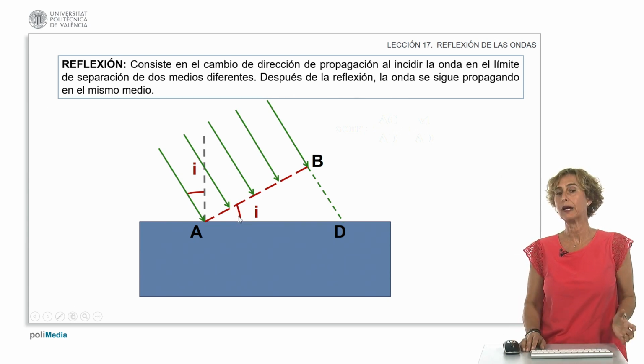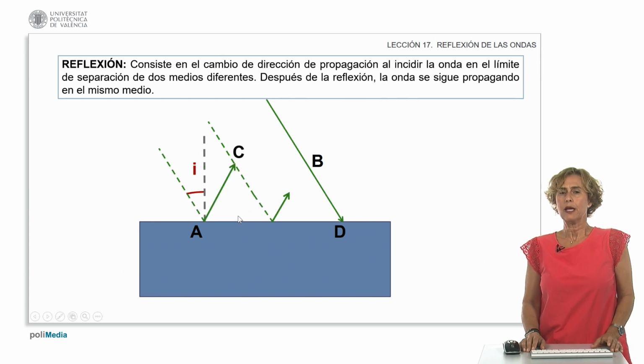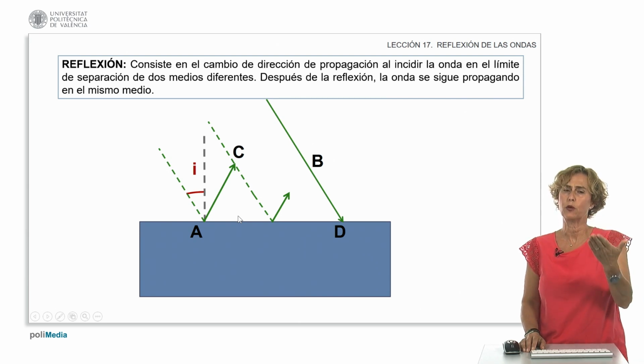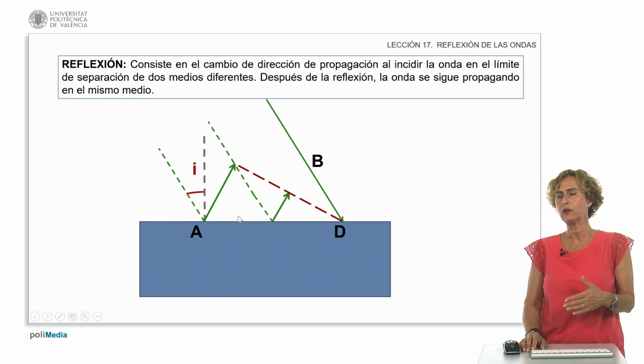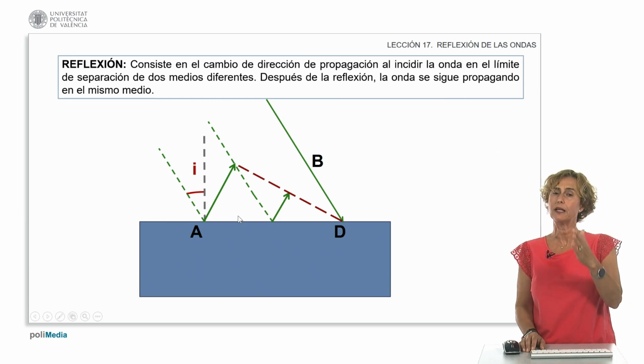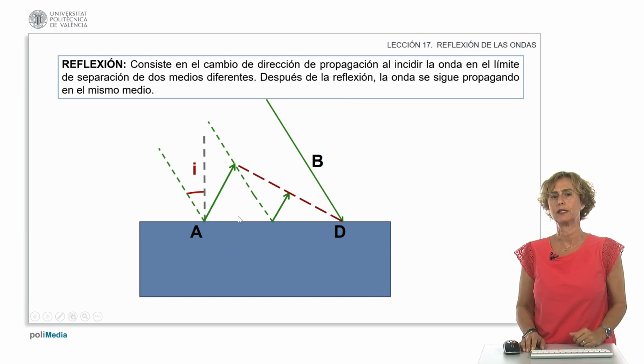Okay, by triangle similarity. Well, when point B reaches point D, what happens? Point A has already evolved, the reflection of the wave has already taken place, and point A would occupy point C. The new wave front would be this one that we have marked. It would be the wave front at the instant in which the point that occupies position B has reached the separation surface.